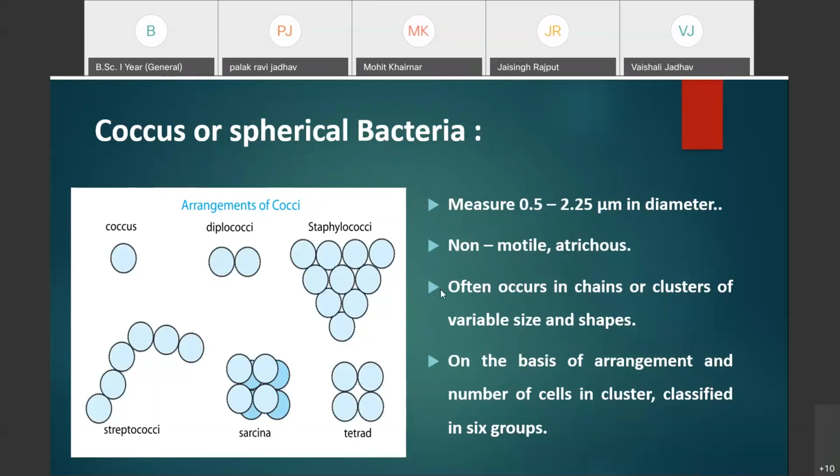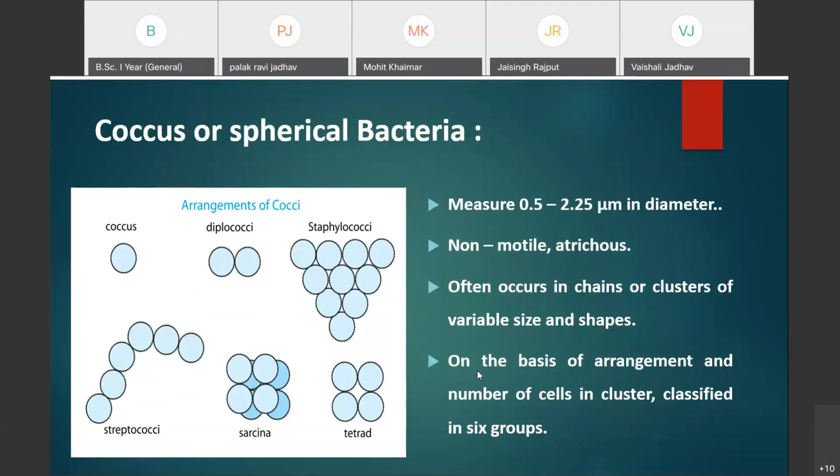Generally these coccus or spherical bacteria often occur in chains. Here you can see the cocci arranged in a chain, or present in clusters of variable sizes and shapes. Here you can see the long chain of the spherical bacteria, while in this one you can see these are present in clusters of variable sizes and shapes.